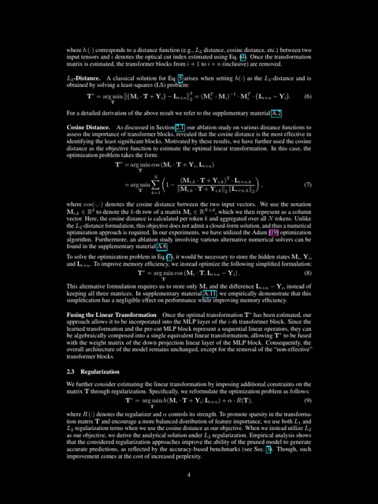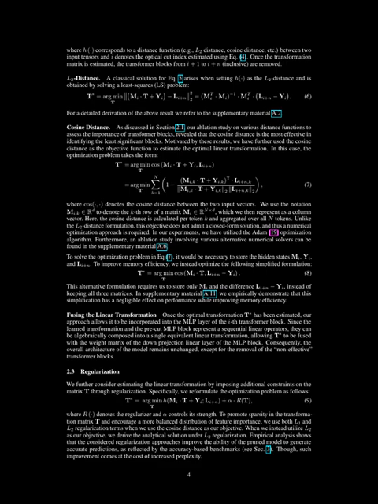Using the linear transformation: once the optimal transformation T* has been estimated, our approach allows it to be incorporated into the MLP layer of the i-th transformer block. Since the learned transformation and the pre-cut MLP block represent sequential linear operators, they can be algebraically composed into a single equivalent linear transformation, allowing T* to be fused with the weight matrix of the down projection linear layer of the MLP block. Consequently, the overall architecture of the model remains unchanged, except for the removal of the non-effective transformer blocks.